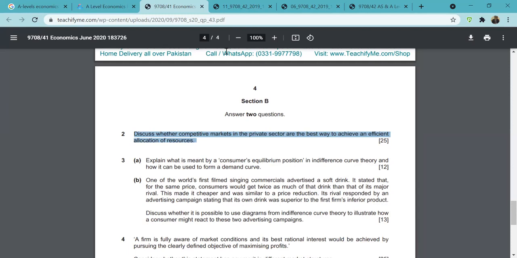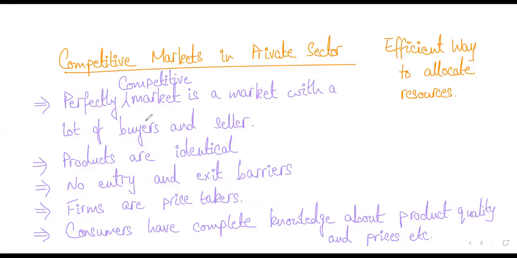Then after you have explained that, the question was saying, and I brought you to this screen to read the question one more time: discuss whether competitive markets in the private sector are the best way to achieve an efficient allocation of resources. So you will say that perfectly competitive markets are ones where there is a lot of competition due to a lot of buyers and sellers, and then you go on to explain all the other characteristics: products are homogeneous, identical, no entry and exit barriers, firms are price takers. Whatever price is prevailing in the market, they have to sell at that price. They can't charge their own price, and consumers have complete knowledge about product quality and prices and all that stuff.